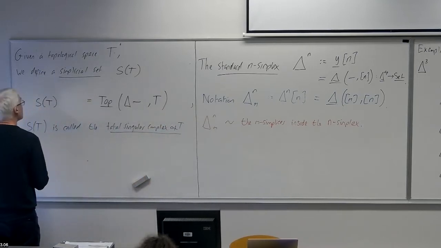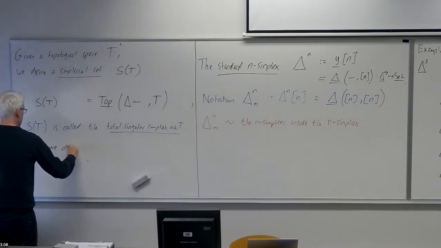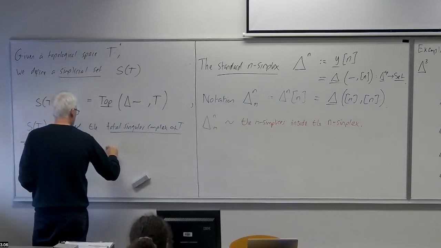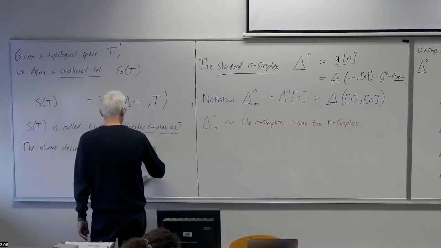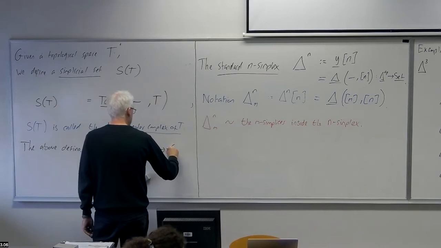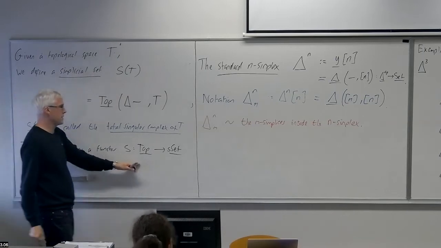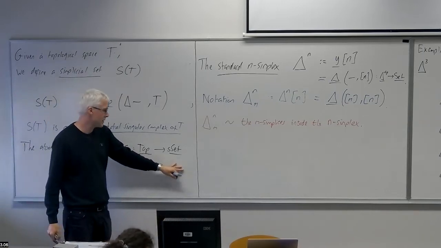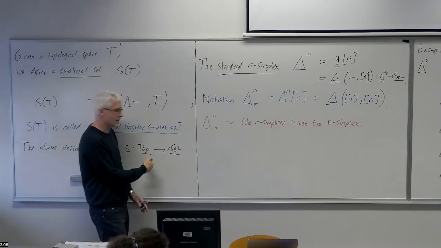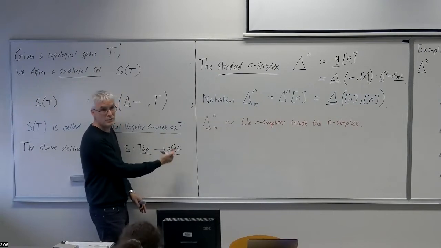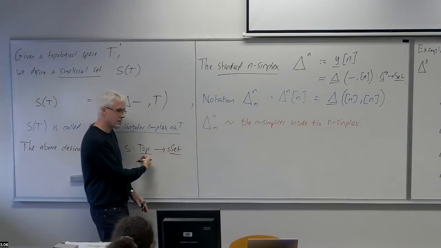So this defines a functor S, the total singular complex functor, that takes us from any topological space into a simplicial set. So topological spaces can be viewed as simplicial sets. Doing so, you completely change the maps. In topological spaces, you have continuous maps. In simplicial sets, you have natural transformations that don't relate in an easy way to continuous maps.